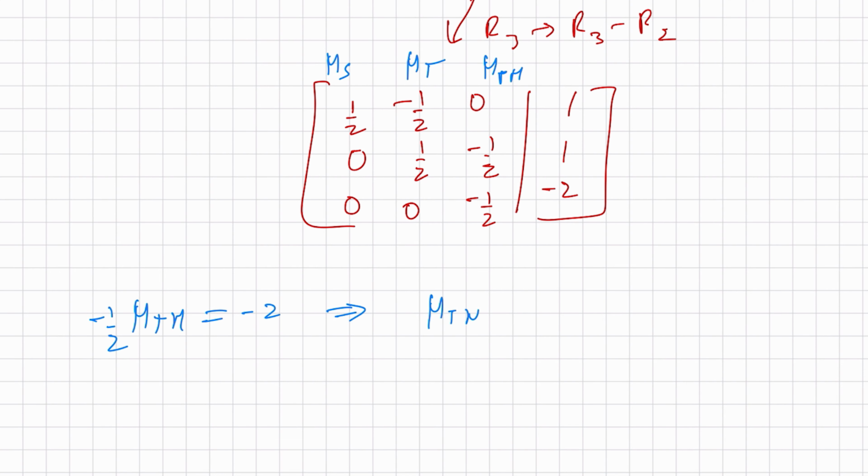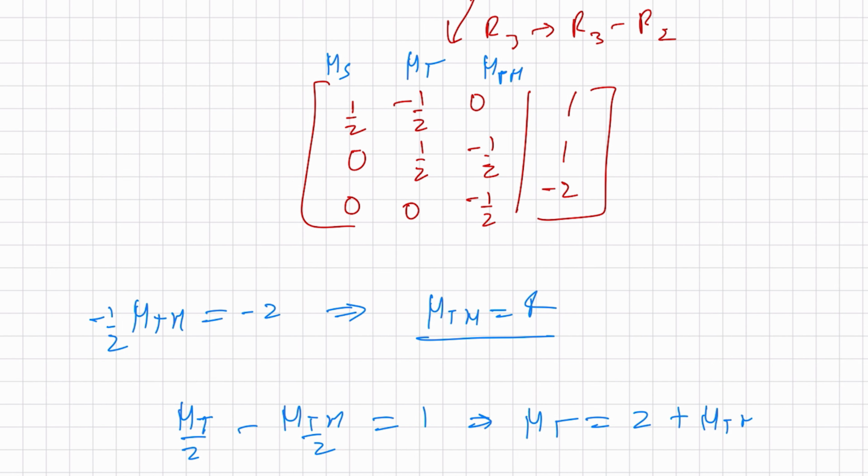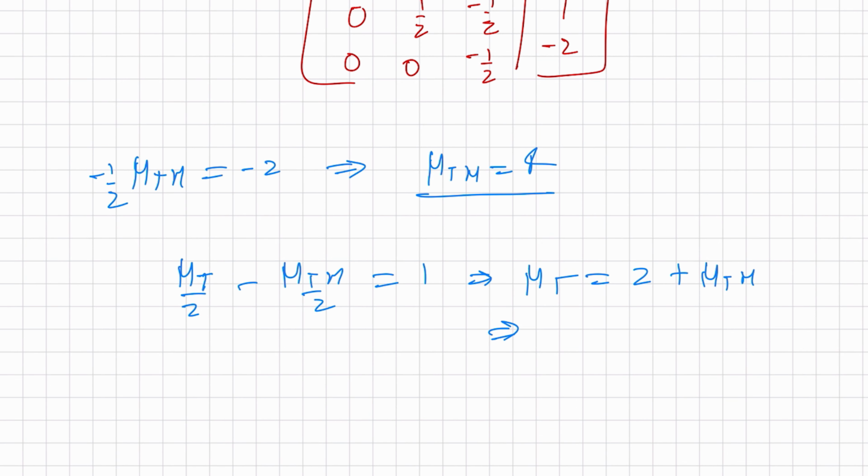Okay, and similarly you have mu t by 2 minus mu th by 2 is 1, and this time I'm using this equation here. The first one was this one, right? So this becomes equal to mu t is 2 plus mu th. I'm just multiplying both sides by 2 and then taking the mu th on the right hand side. So this becomes mu t is equal to 6.